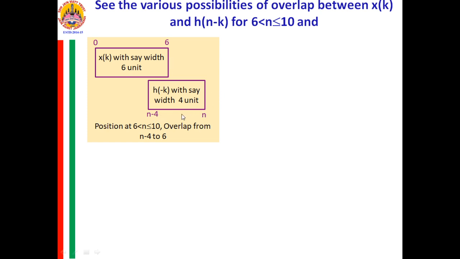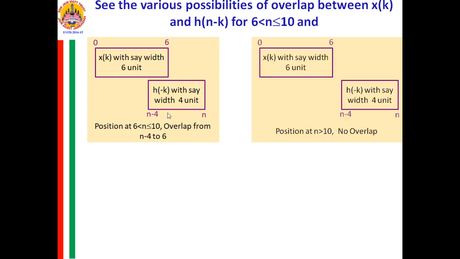So for how long can we go on shifting this? If you go on shifting this to this side, it is until we get this end here at 6. So when this end n minus 4 is at 6, n is equal to 10 here. So 10 minus 4 becomes 6, and you will get this here. Until this, you will observe that the overlap will always be from n minus 4 to 6. After 10, if you shift, there will be no overlapping between this x[k] and this h of n minus k, and again y[n] will be equal to 0.